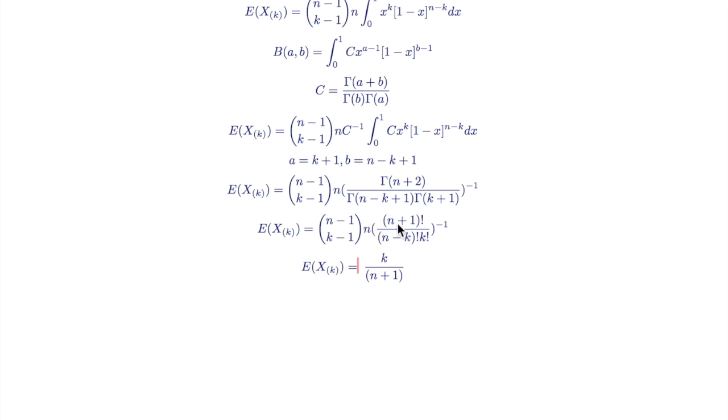That is the expected value of the kth order statistic. So now when you're doing your data analysis, you can just find the expected value of the kth smallest element. So the first smallest element is 1 over n plus 1 for the expected value. And the max is just n over n plus 1. So it's kind of an interesting result. And thanks for watching.